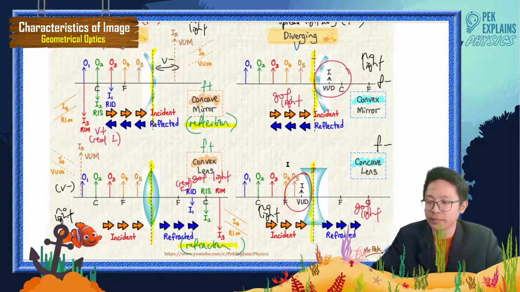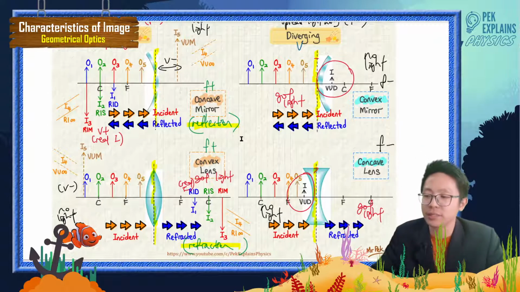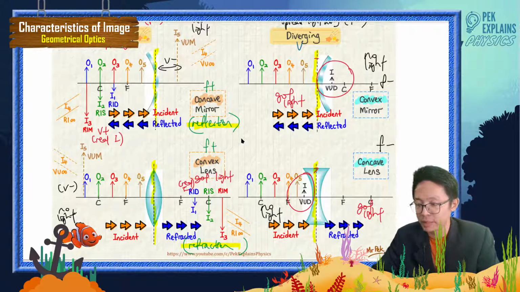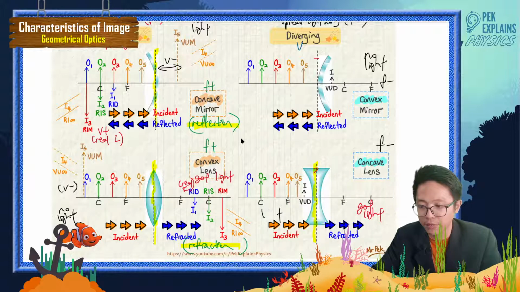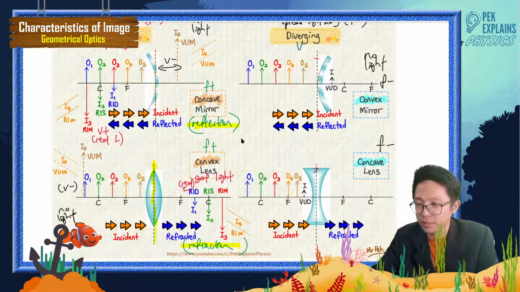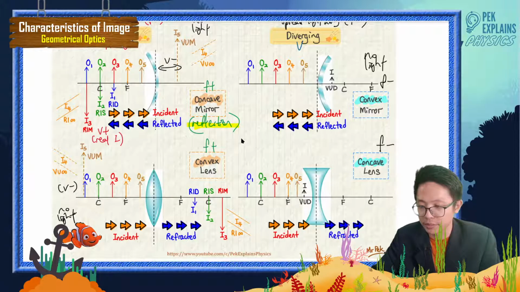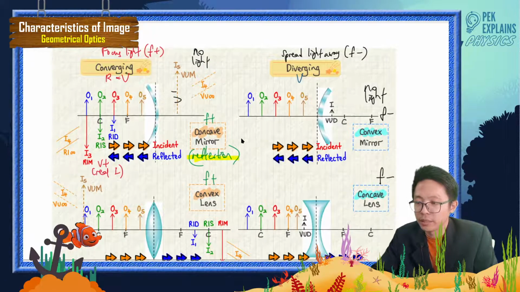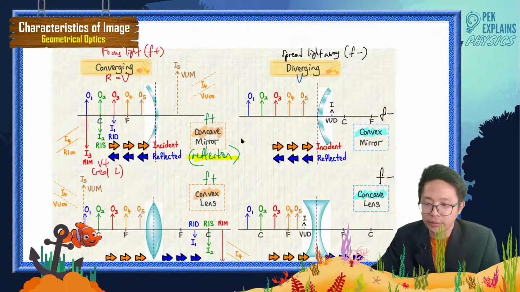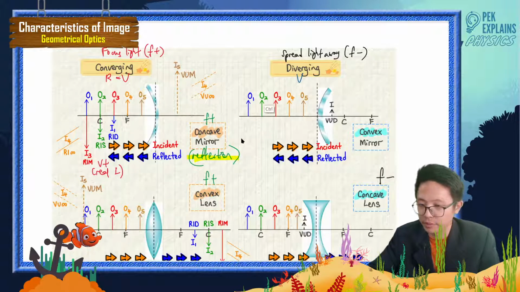Now that's it. Now I want to talk about each of these image characteristics. I want to rub off everything here. Do I need to disturb my drawing? Okay, I want to rub off everything. Right, just rub off first.